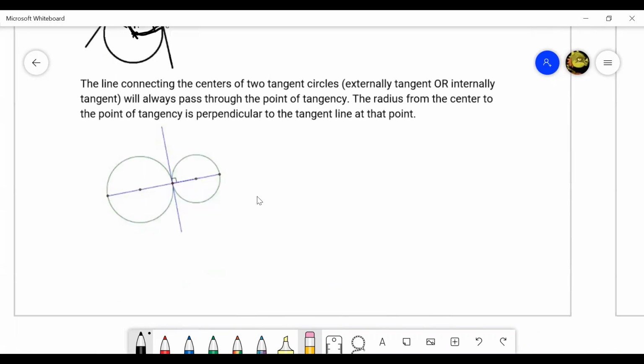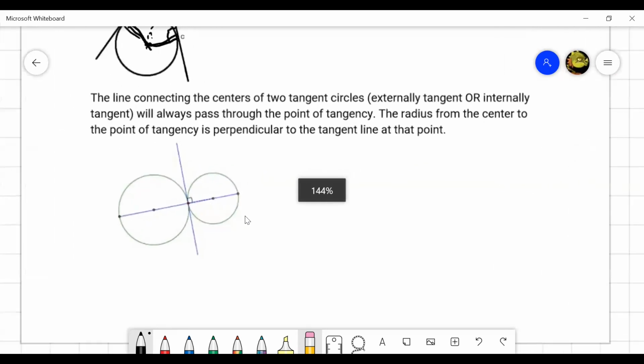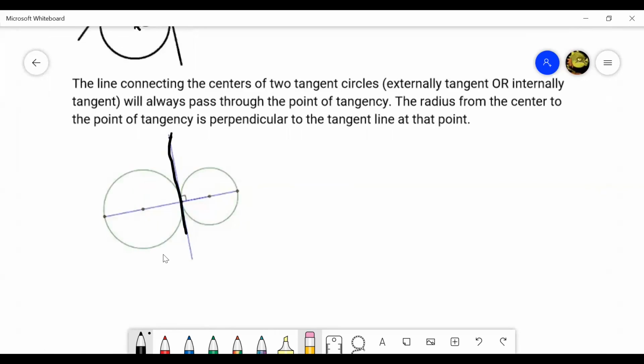And next, this one's also kind of intuitive. If you connect the line between the centers of two tangent circles, which are circles that only intersect each other at one point, then this line between the radii, as you can see in the diagram, is perpendicular to the line that passes through this point. And that means this line here is tangent to both circles at the same time. All right.